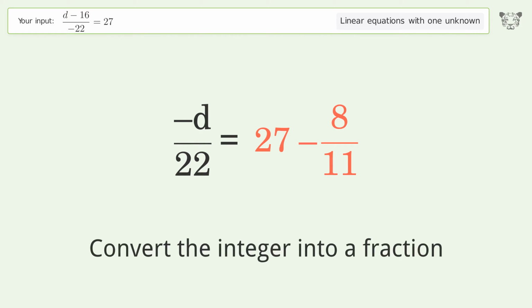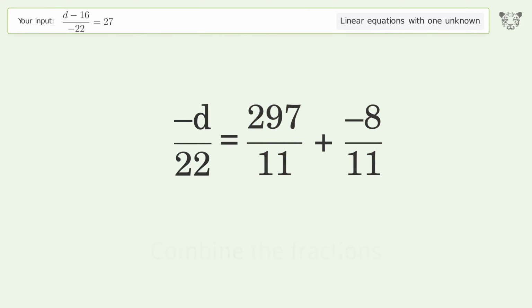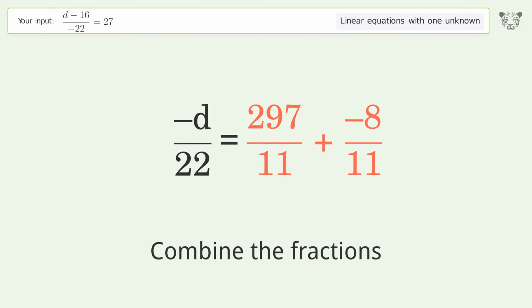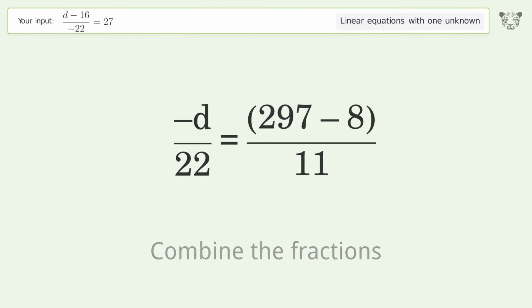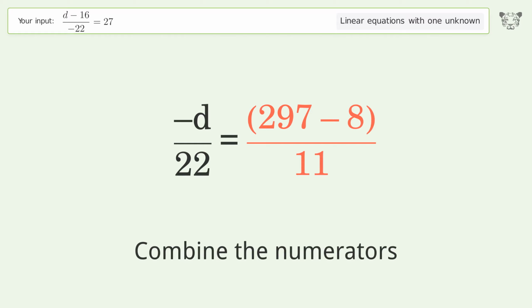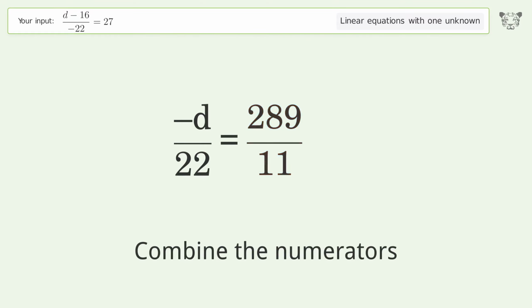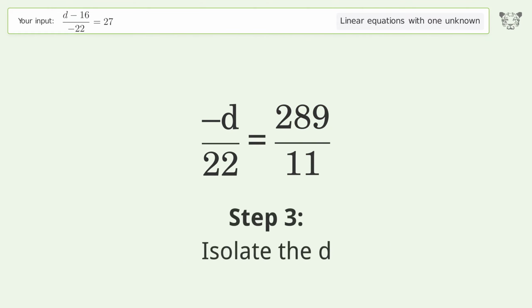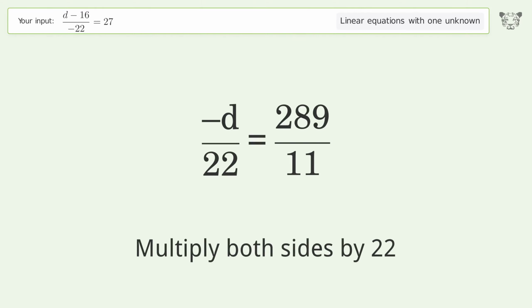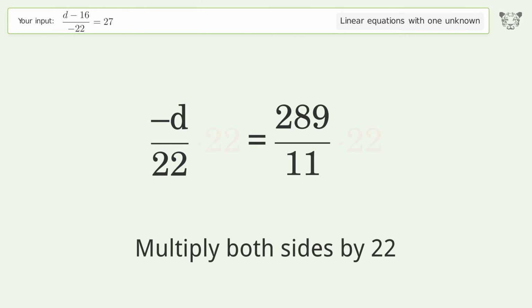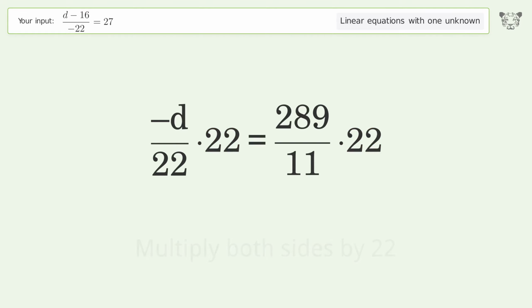Convert the integer into a fraction. Combine the fractions. Combine the numerators. Isolate the d. Multiply both sides by 22. Group like terms.